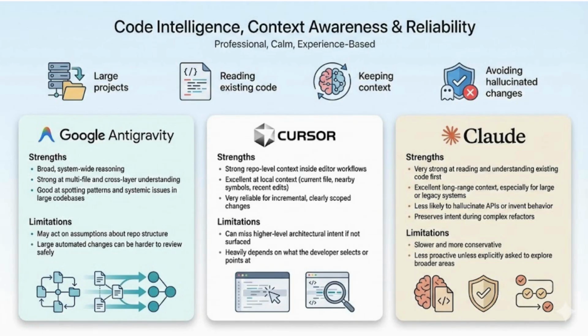The trade-off is speed. Claude is slower and more conservative than tools like Cursor, and it's usually less proactive unless you explicitly ask it to explore or modify broader parts of the repository. But if reliability matters more than raw speed, Claude Code is one of the most dependable AI coding partners you can use.